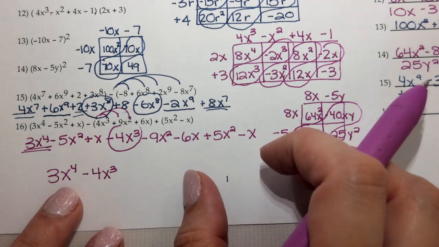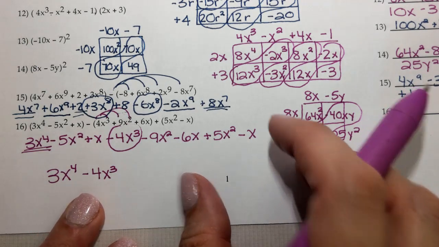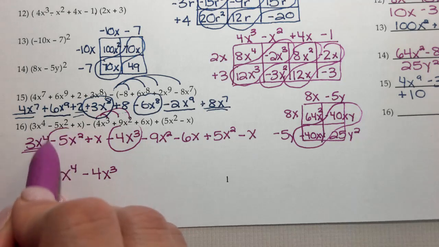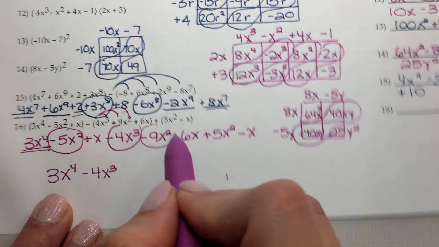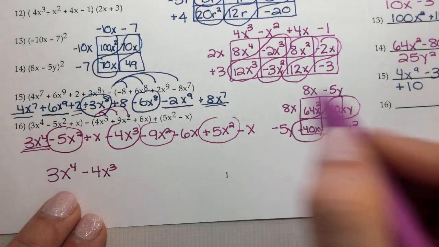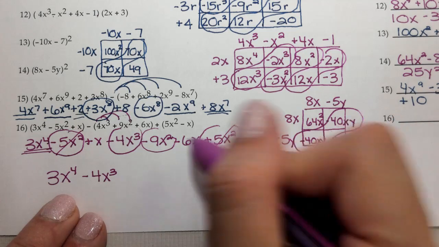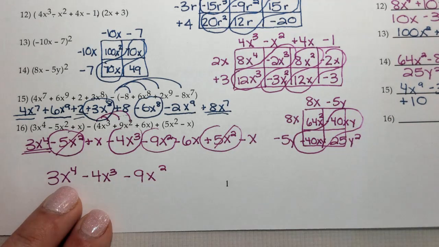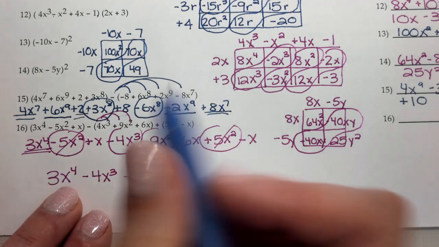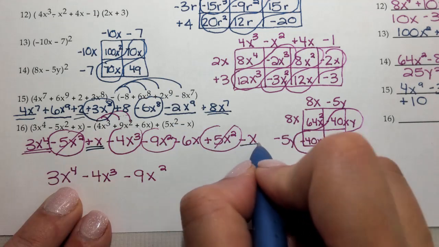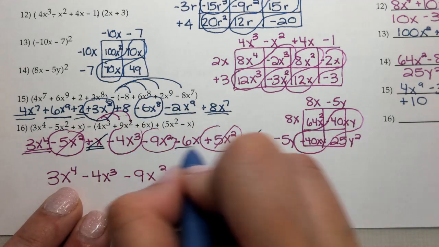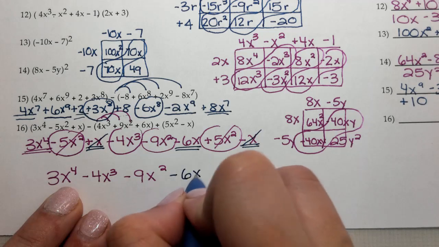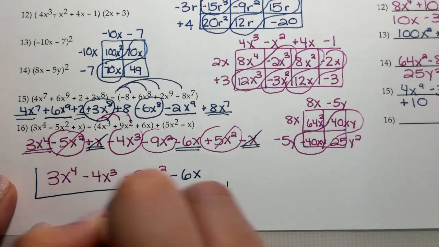Okay, when we're looking at our squares, we have a minus 5x squared, a minus 9x squared, and a positive 5x squared. So these two are zero pairs, so it is just the minus 9x squared. Then we're looking at our x's. So we have a positive x, a negative x, those are zero pairs, and then a minus 6x. So your final answer is right here.